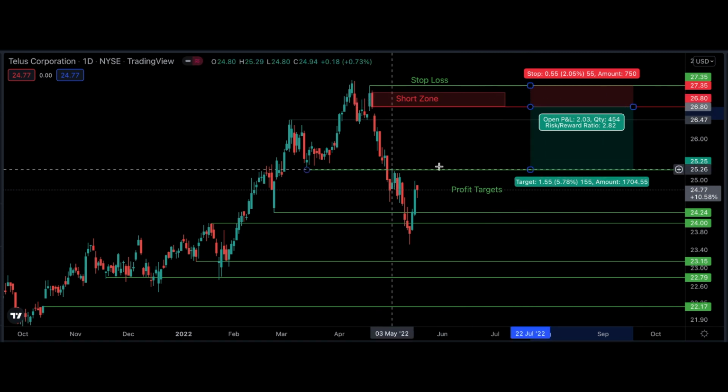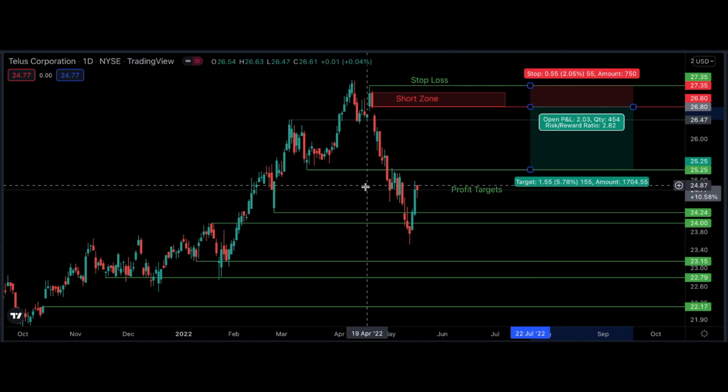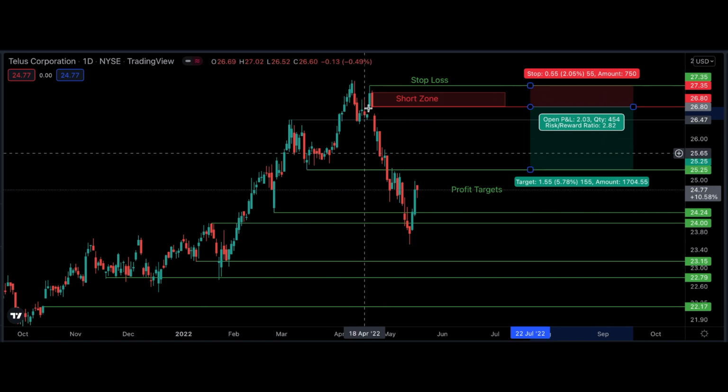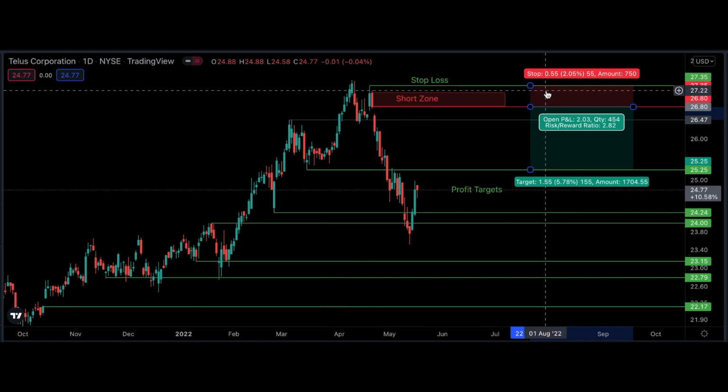So here we have the risk reward tool is now at 2.82. Not quite there, is it? And we can't change this because the profit target is where it is. We can't change this because the stop loss is where it is. So the only thing we can change is our entry.